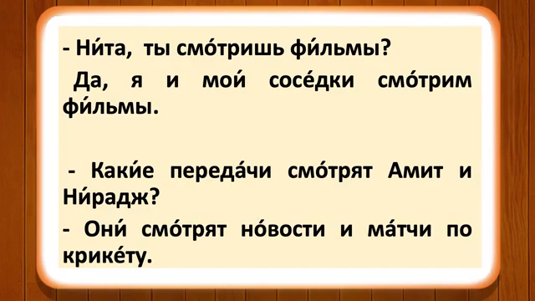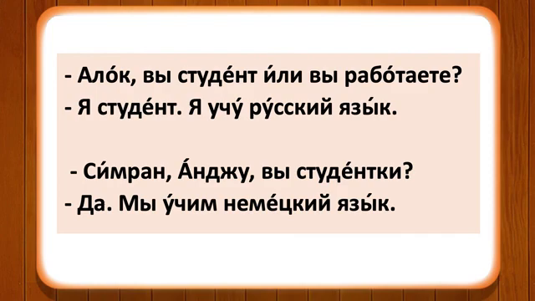The next dialogue is Alok, вы студент или работаете? Вы студент или вы работаете? Here the verb работать is from the first conjugation if you remember. So Alok, вы студент или вы работаете means Alok, are you a student or do you work? Я студент. Я учу русский язык. The answer is I am a student. Я учу русский язык. I learn or I am learning Russian language.